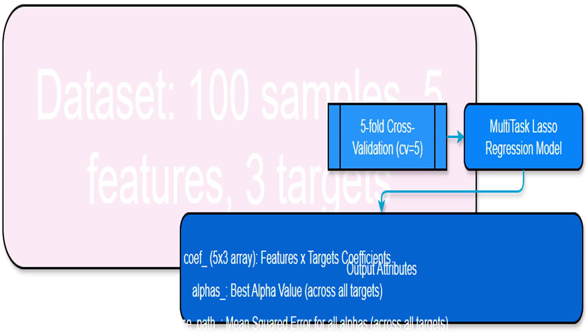I'm working with a dataset containing 100 different observations. Each observation has 5 different characteristics, or features, and we're trying to predict 3 different outcomes, or target variables, for each observation. This is a multitask regression problem because we're predicting multiple outputs simultaneously.